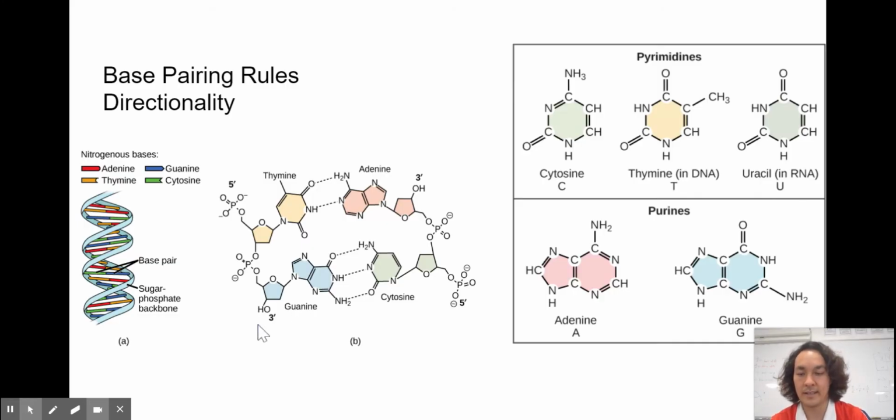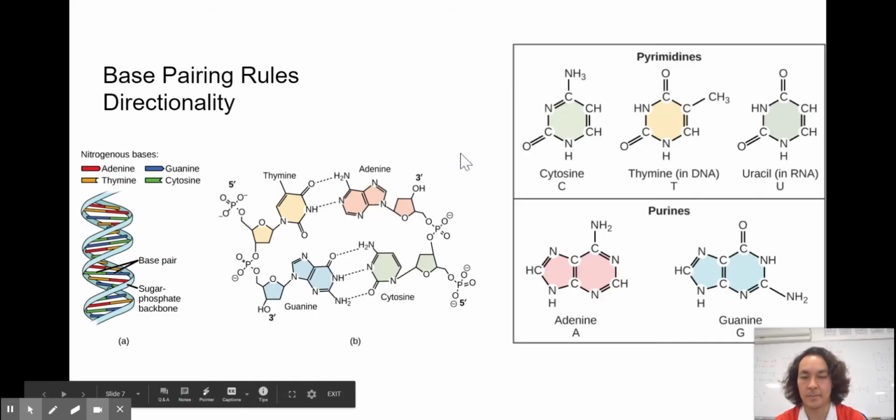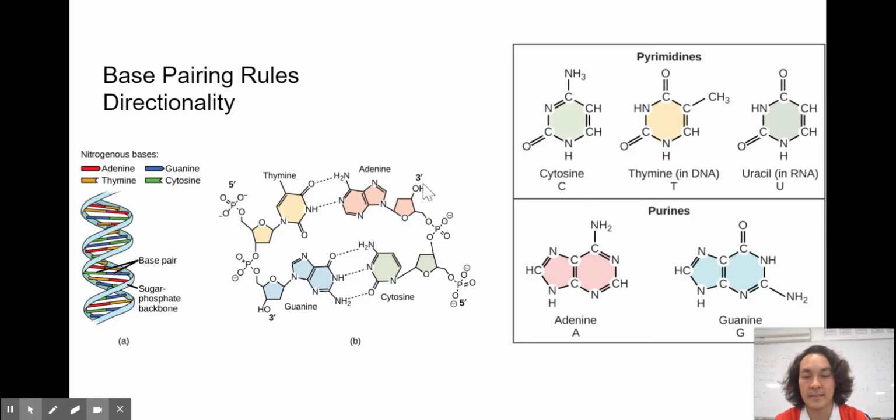The new strands of DNA can only be added on the 3' end. You'll see on the 3' end, there's this hydroxyl group hanging off, this OH, and that's going to be the area for dehydration synthesis for new nucleotides.